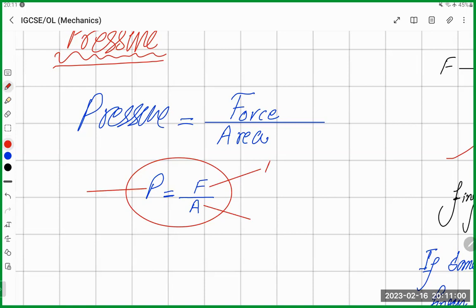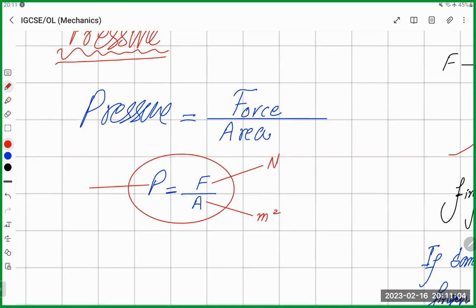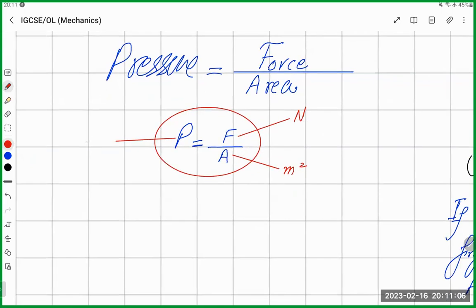The unit for force is newtons. The unit for area is meter square. So what will be the unit for pressure? Newton per meter square. Not Newton meter square, Newton per meter square. This has another name, known as pascals.